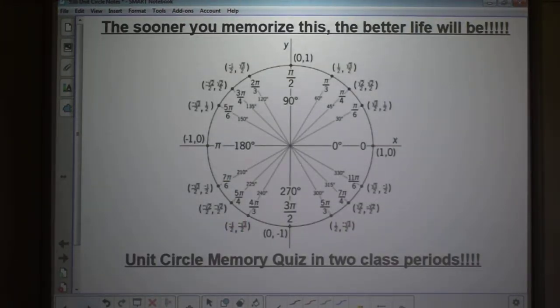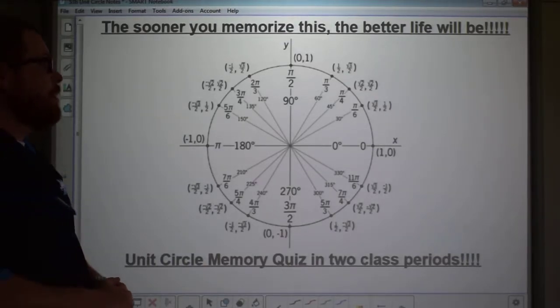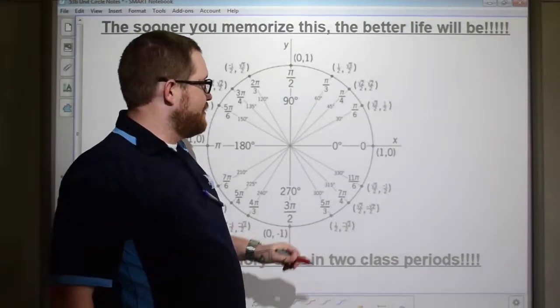This is the unit circle. We'll talk a lot more in class about how it's developed. You'll have plenty of time to practice it. Two classes after I give it to you, you'll have a memory quiz on it. But here's the key things.